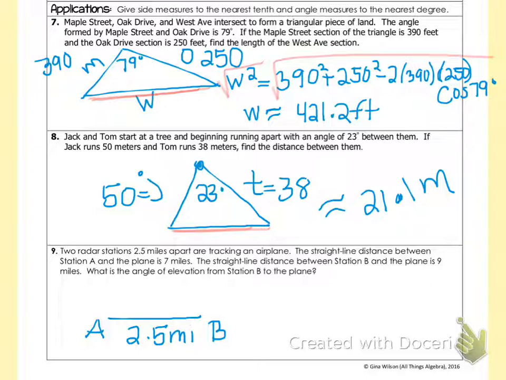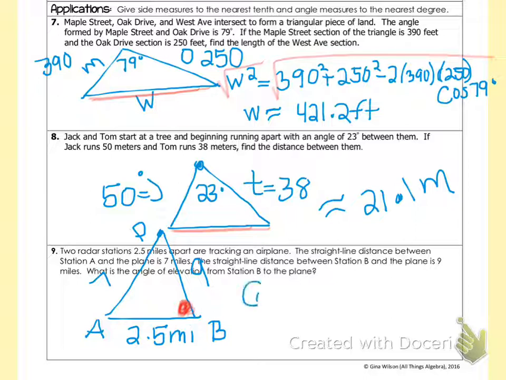And then there's a plane out here, say the plane's right up here, called P. It says that station A and the plane are 7 miles apart, and the straight line distance between station B and the plane is 9 miles. So this is 9. What is the angle of elevation from station B to the plane? They're asking for this angle right here, the angle of elevation from B to the plane. So we're looking for angle B.